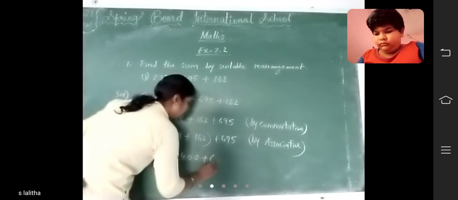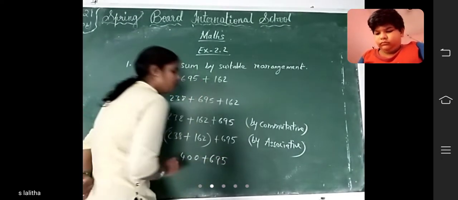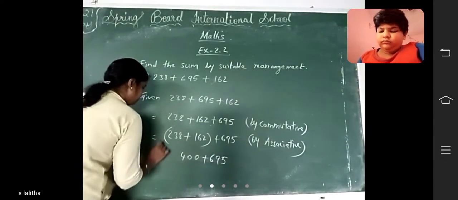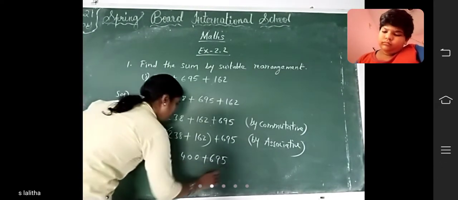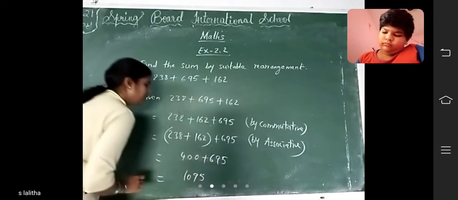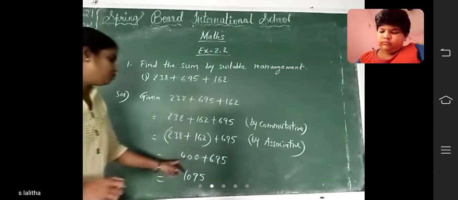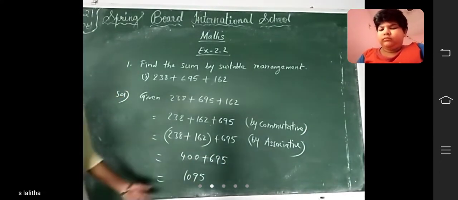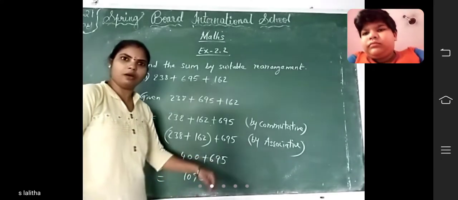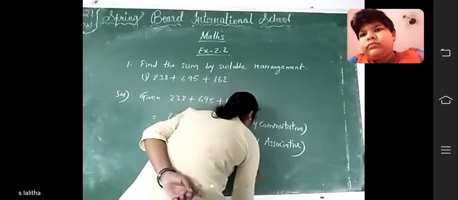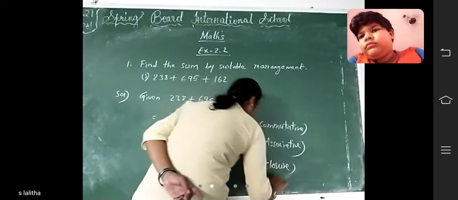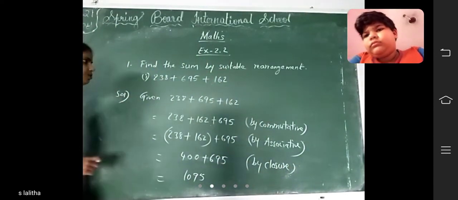400 plus 695. Now add this: 0 plus 5, 5. 0 plus 9, 9. 4 plus 6, 10. 1095. Which property is it? We can add two whole numbers, again we will get a whole number. So which property? Closure property. By closure. Okay children? Come and write.